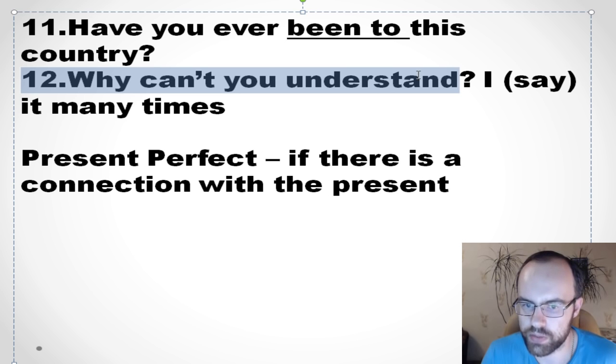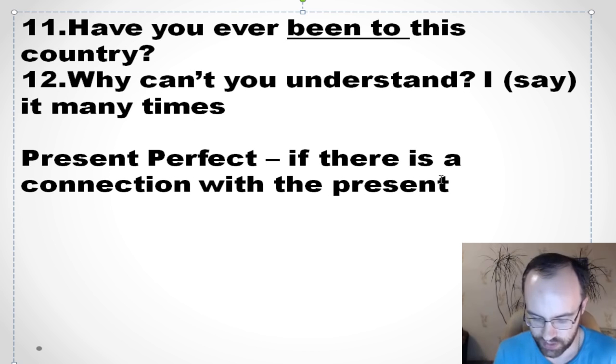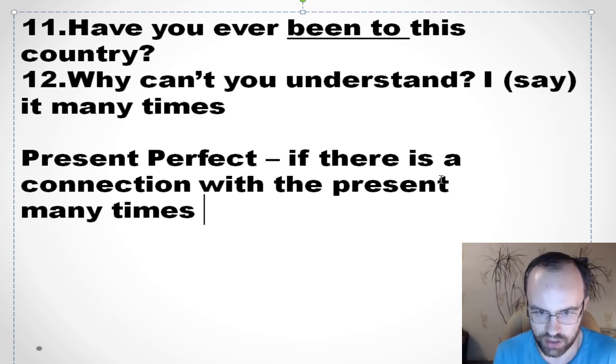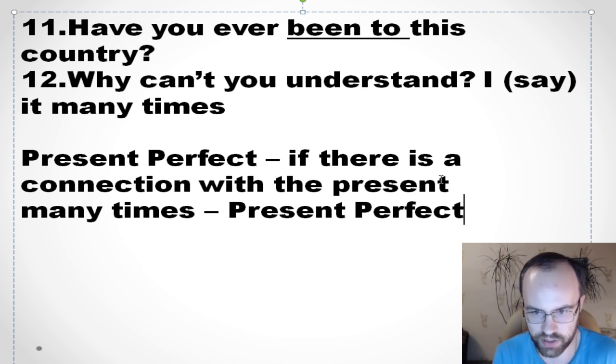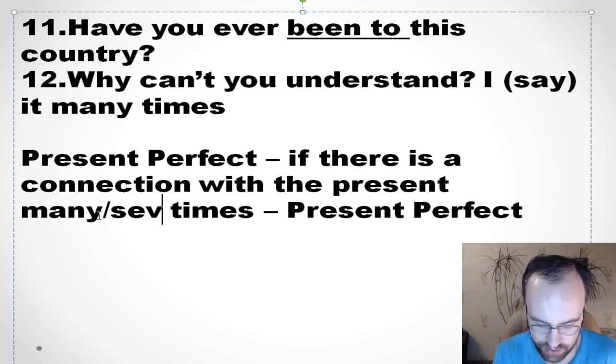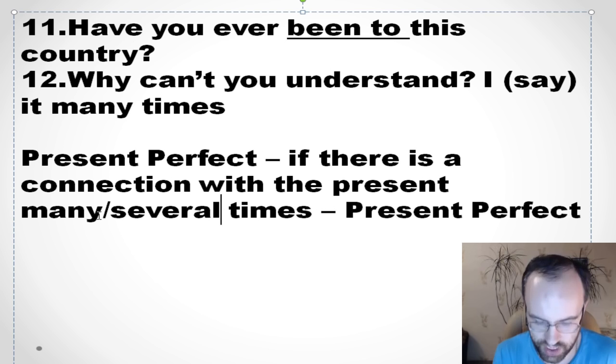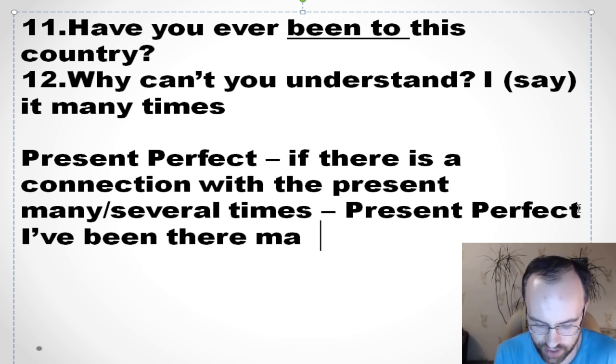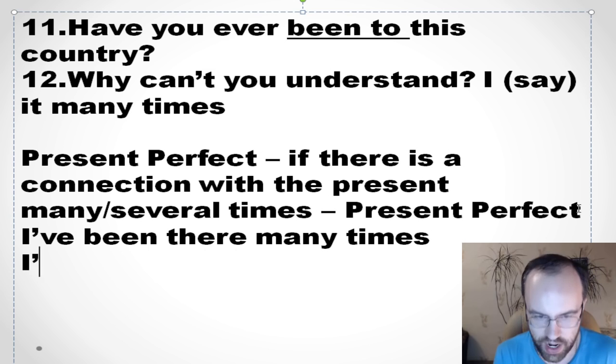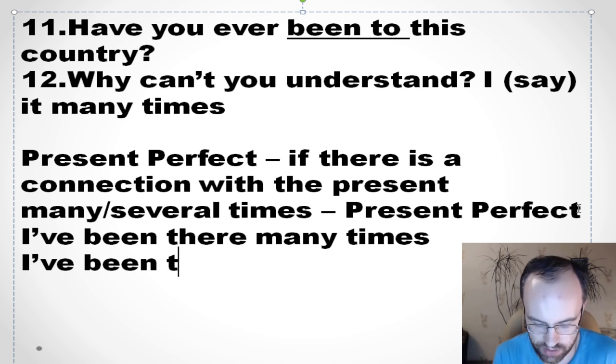And there is one more important thing: if you have many times, and if there is a connection with the present, you need to use present perfect. It isn't only about many times, it's several times, or 3 times. So you can say, for example, I've been there many times, or you can say I've been to, for example, Italy. I've been to Italy, 3 times.